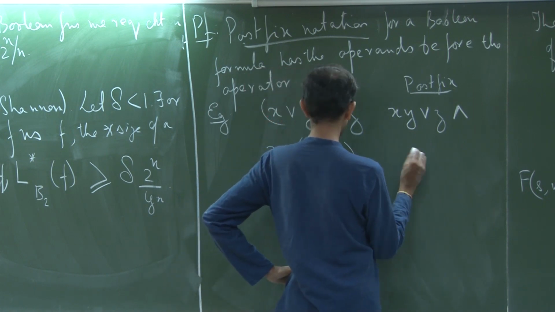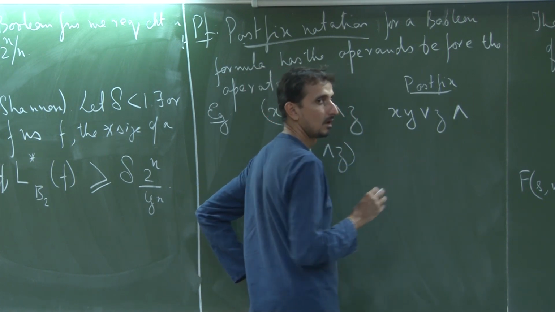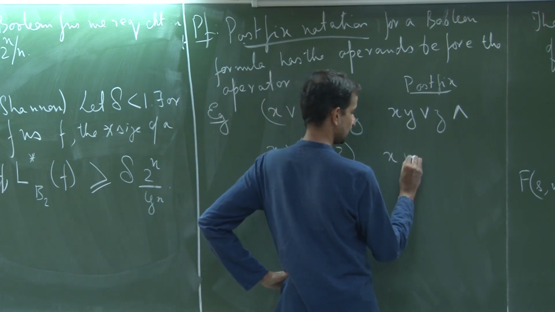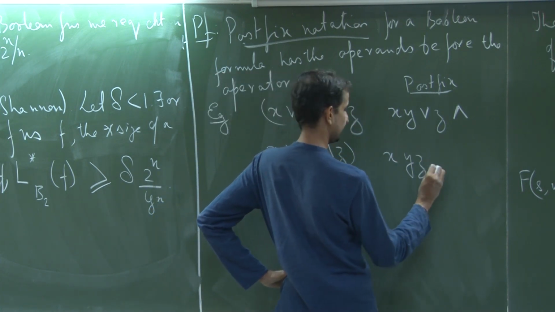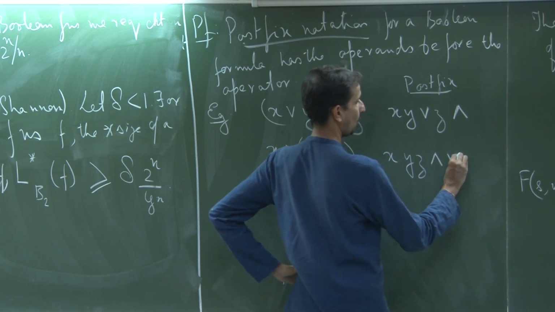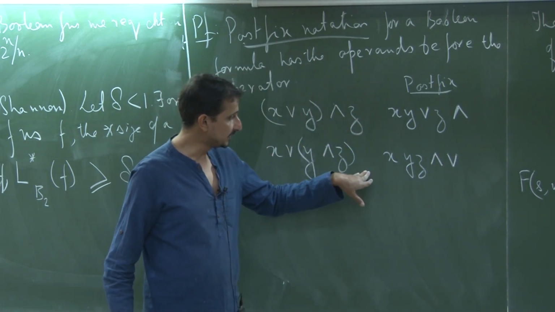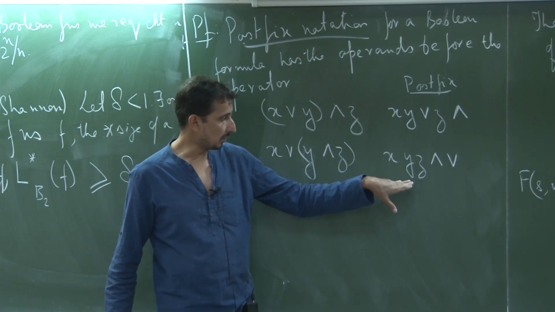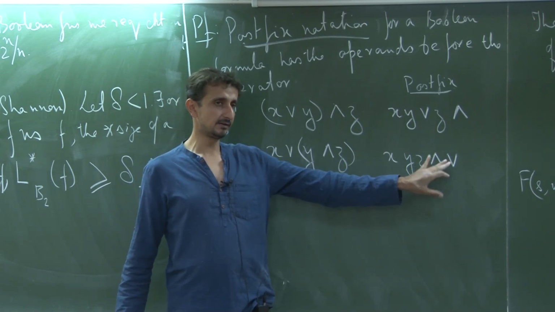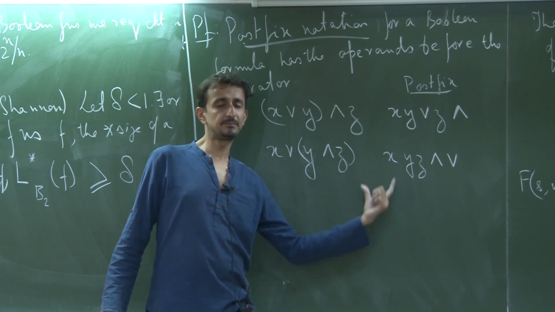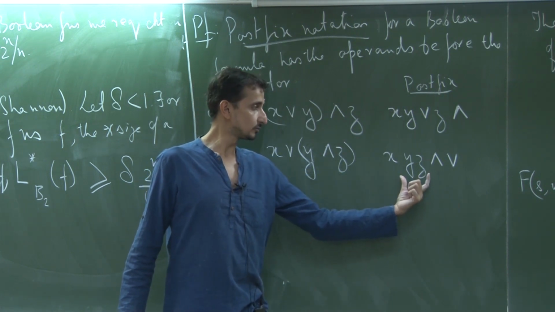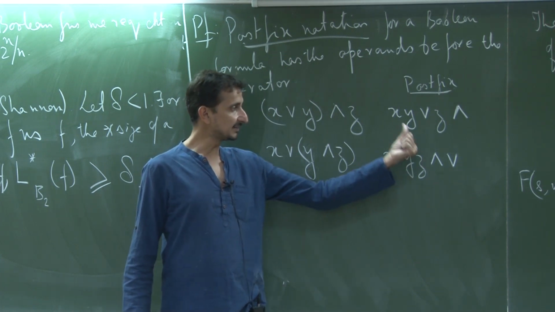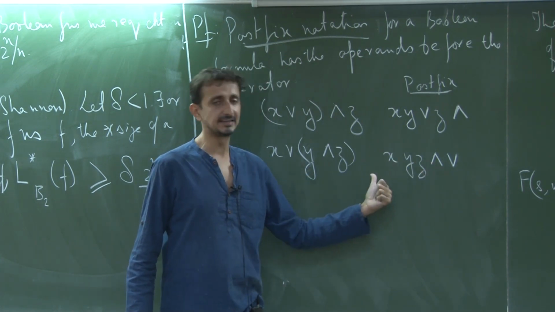No, it would be again x, y, z and or. Okay. So, I would keep on looking at the operands until I get an operator. So, the moment I get an operator, I look at the previous two operands, which are y z. So, I do y z and I get that result, and then with that result I do or with x.